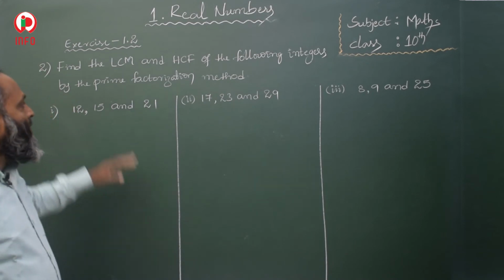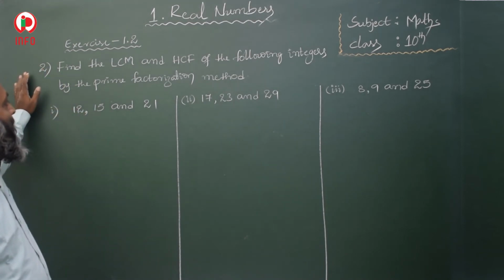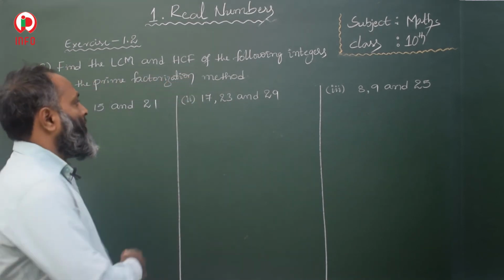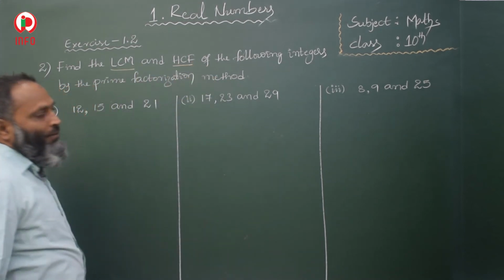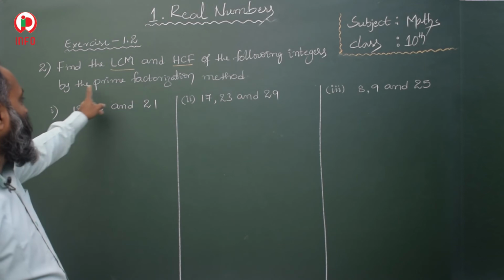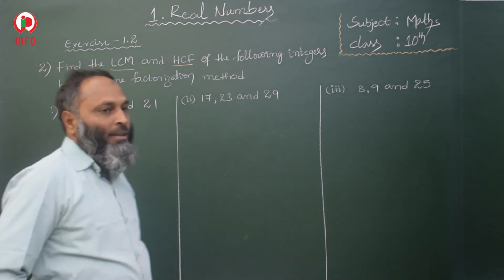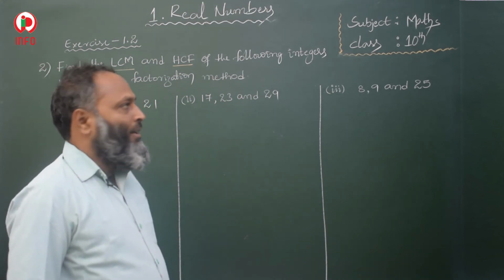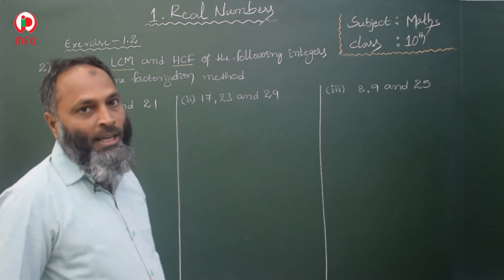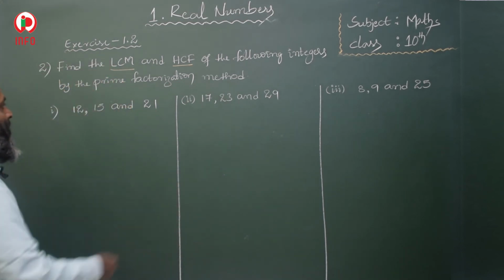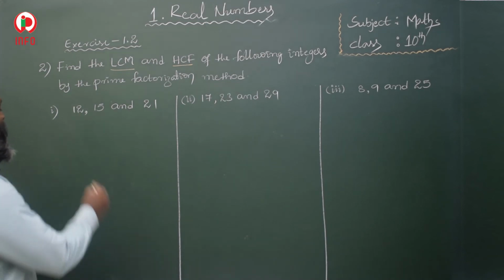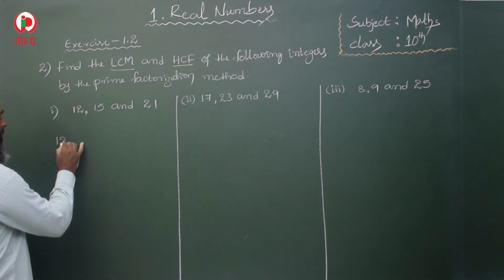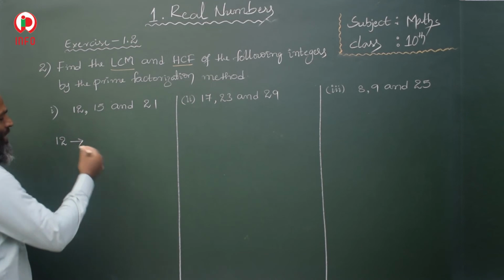Now, the next, second question. Find the LCM and HCF of the following integers by the prime factorization method. Using the prime factorization method, we should find LCM and HCF. See here, how to find LCM and HCF? First, 12. 12 we should take. These are small numbers, so it is very easy.